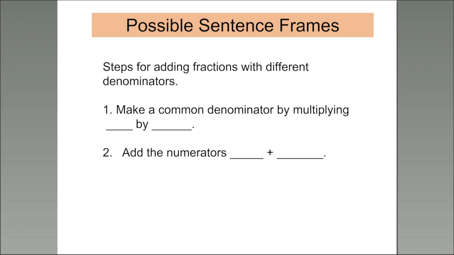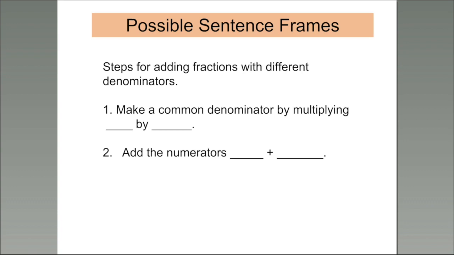So you might provide steps for adding the fractions. Like number one, make a common denominator by multiplying this by this, and give them the language they need, and then add numerators, and then the blanks that they would fill in. That could be enough for even English language learners to become the sage if they had these sentence frames for that problem. So this cooperative learning structure called Sage and Scribe, as I said, is from Spencer Kagan.